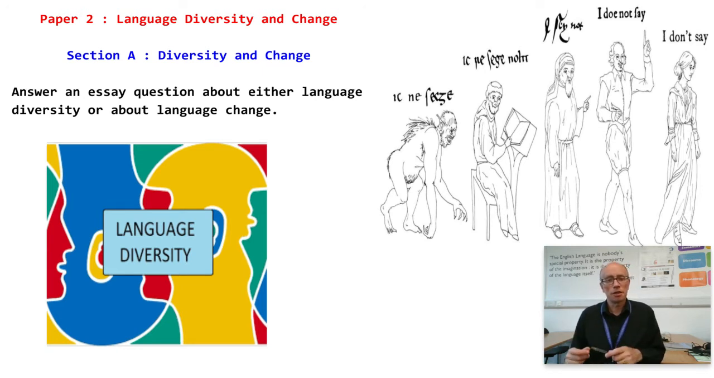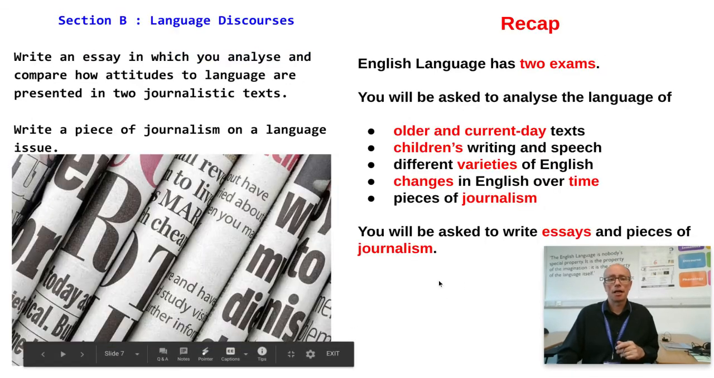Another aspect of it is that you're looking at language change. So you're looking at how and why the English language has changed over time, which is fascinating because you're going back from Old English through into Middle English, early modern English to current day English, and you're tracing how and why those changes have taken place. And you're also looking at English as an international phenomenon. So you're looking at global forms of English. So that's your section A. It's called Diversity and Change.